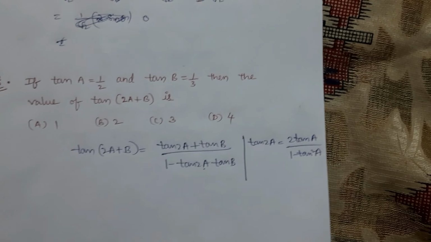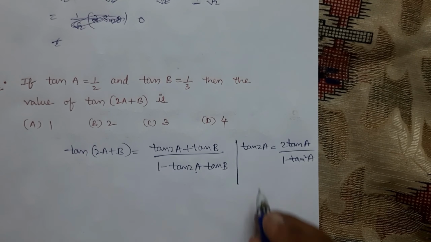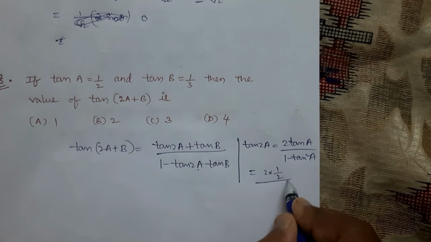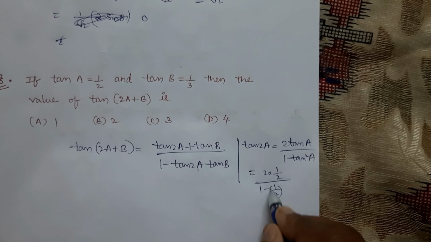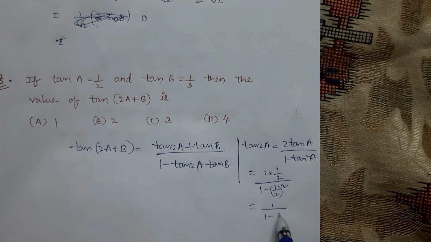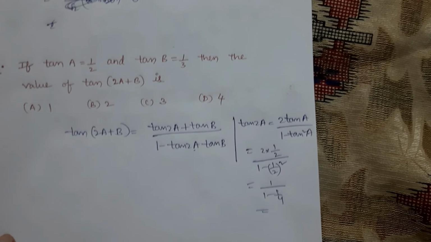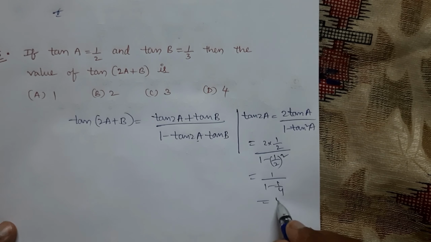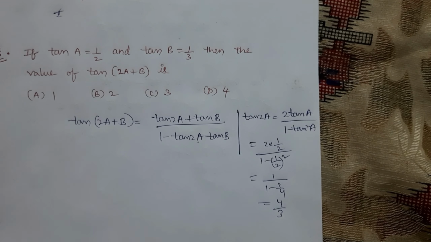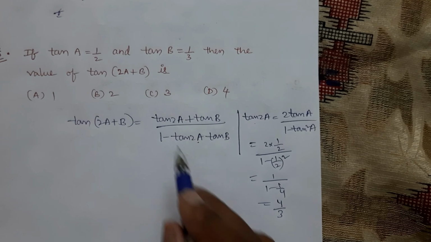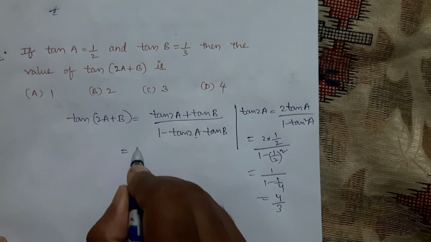Remember tan 2a formula. Okay, while solving this, now we will substitute tan a, that is 2 into 1 by 2 divided by 1 minus 1 by 2 whole square, nothing but 2 cancels, 1 by this is 1 minus 1 by 4. So if you take LCM it will be 4 minus 1, 3 by 4. So taking the reciprocal we will get 4 by 3. So that means tan 2a is 4 by 3. That 4 by 3 will substitute here. Let us see what we will get.